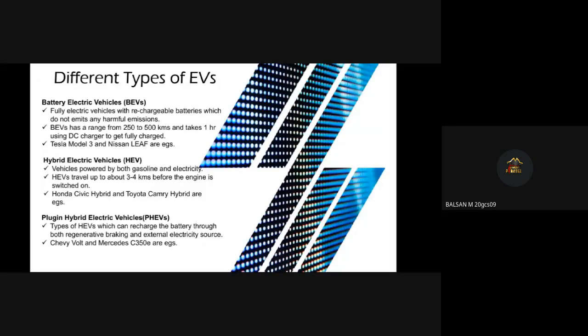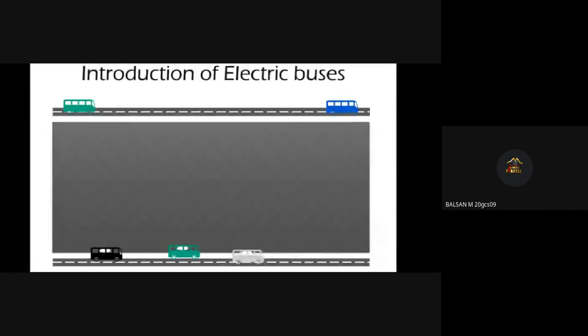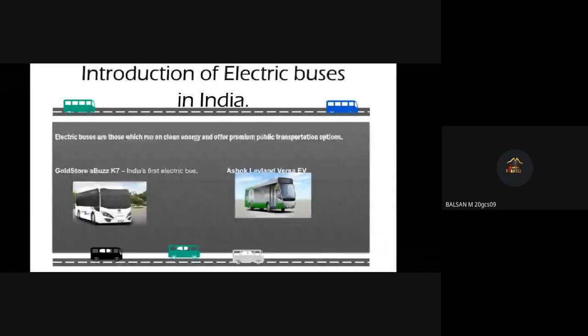Now let's move on to the next section, the introduction of electric buses in India. Electric buses are those which run on clean energy and offer premium public transportation options. Now we can see two models of electric buses in India. The first one is Goldstone Airbus K7, which is India's first electric bus, launched by Himachal Pradesh Transport Corporation. And the next one is Ashok Leyland Versa Eevee.